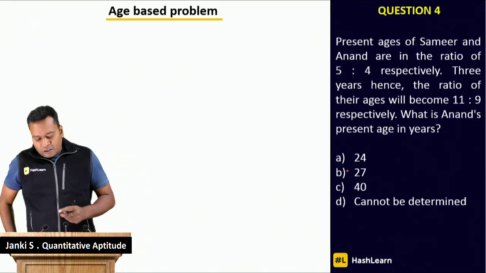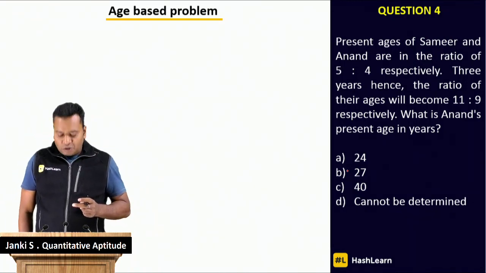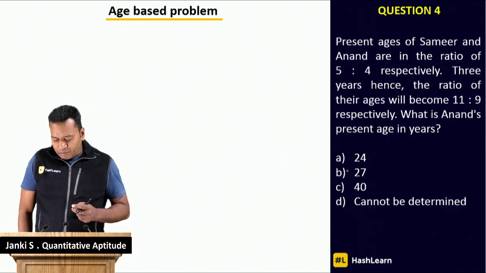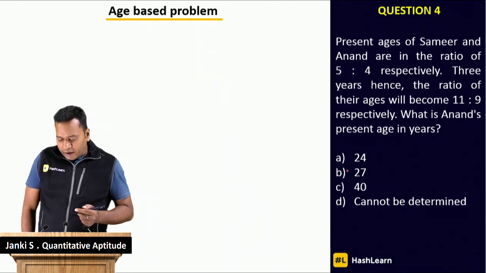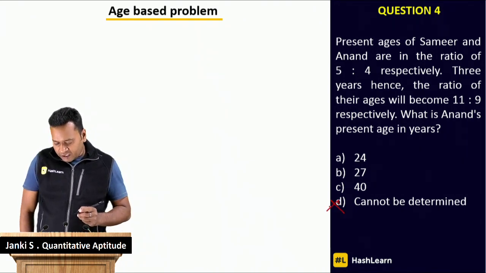Although the format is very easy, most of the time you have to identify the relations and work on them. The present ages of Samir and Anand are in the ratio of 5:4. 3 years hence the ratio of their ages will become 11:9. Find Anand's present age. First, I have two equations, so "cannot be determined" cannot be the answer here.